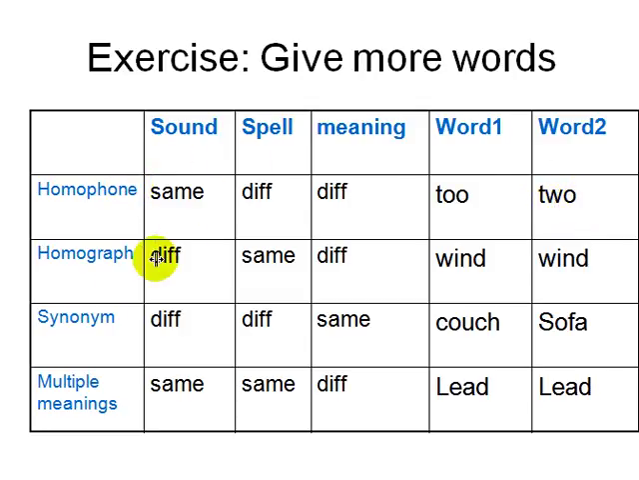And then we have homograph. You have wind and wind. They have different sound, same spelling and different meaning. Wind is the air blowing around, and wind is winding a thread around a reel. Synonym is different sound, different spelling and same meaning, like a couch and a sofa.